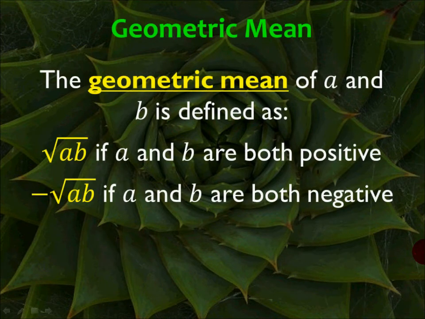The geometric mean of a and b is defined as the square root of a times b if a and b are both positive, negative times the square root of ab if they're both negative. Now, if you remember geometry, you might remember that if x is the geometric mean of a and b, you will find that a over x equals x over b. This is the same idea, just written in a slightly different way. So keep that in mind. This is different than the arithmetic mean, which is the average. This is the square root of them multiplied together.